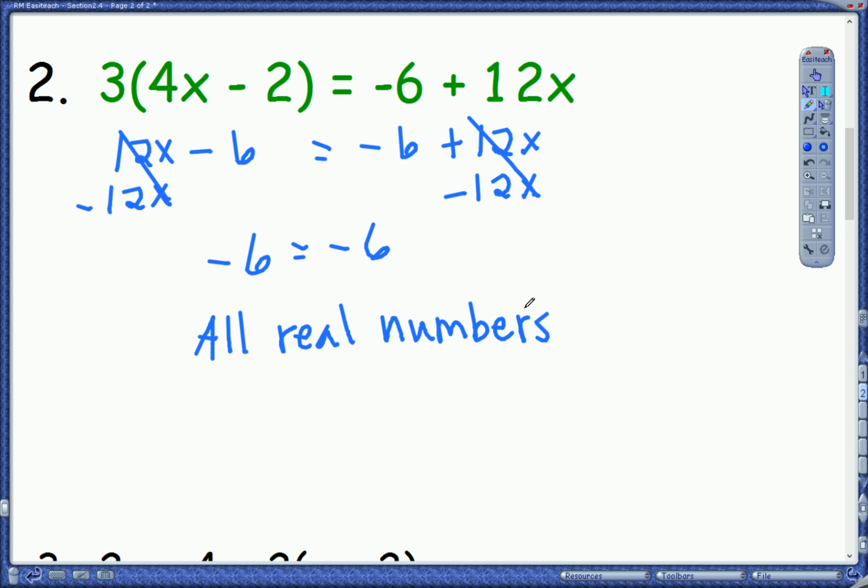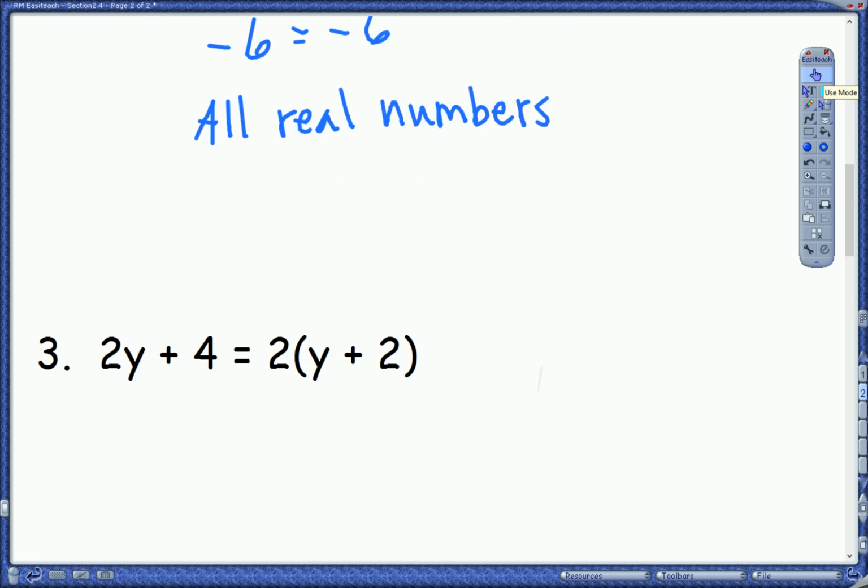And what that means is any number that I plug into this equation, it will work. For example, if I plugged in 1, negative 6, 3/4, 0.785, any real number that I plugged in will be a solution of this equation. And again, you have to write all real numbers or I'll take points off because that's important. That's part of the answer.